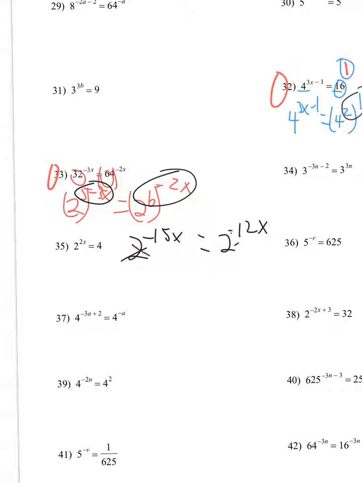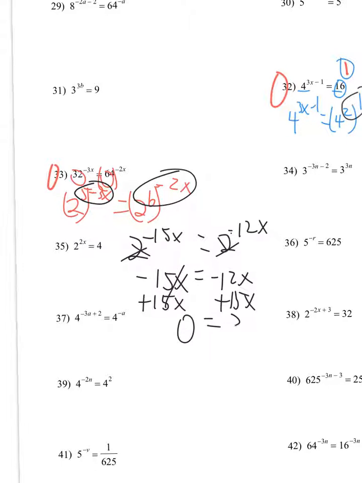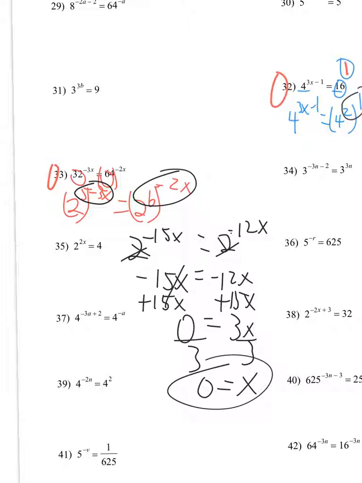And then I can set these equal to each other, so I have negative 15x equals negative 12x. And if I've got x on both sides, I want to get rid of x on a side, so I'm going to add 15x. So I get 0 equals 3x. I divide by 3. And I get x equals 0. Okay? And so that would be the answer to that one.